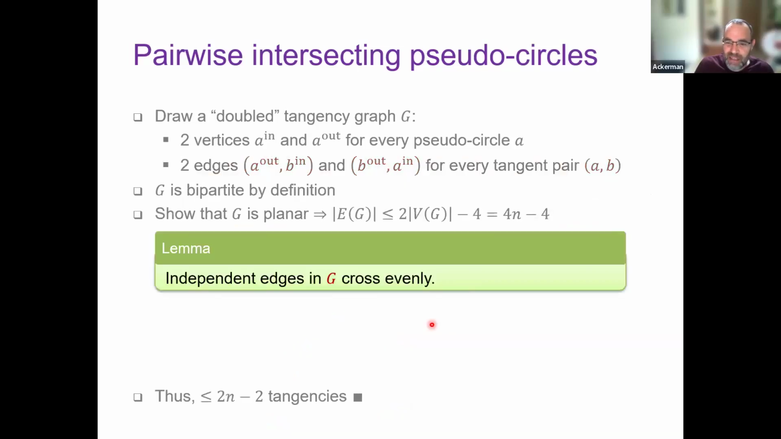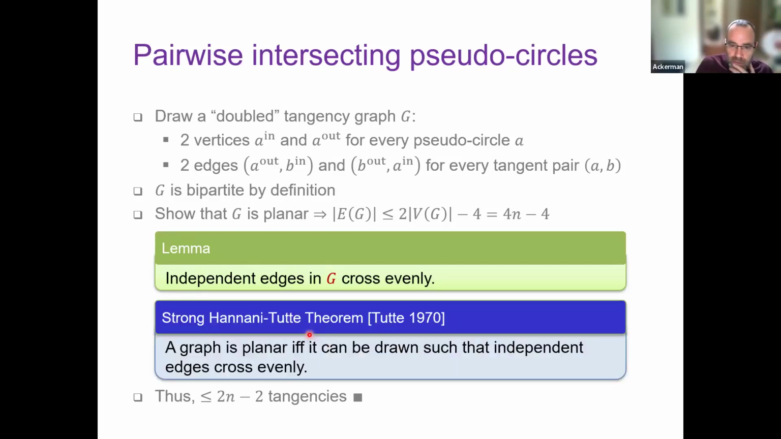And then it can be shown that in this drawing, independent edges cross an even number of times, and then you can use the strong Hanani-Tutte theorem, which says that a graph is planar if and only if it can be drawn such that independent edges cross an even number of times. And then this completes the proof.